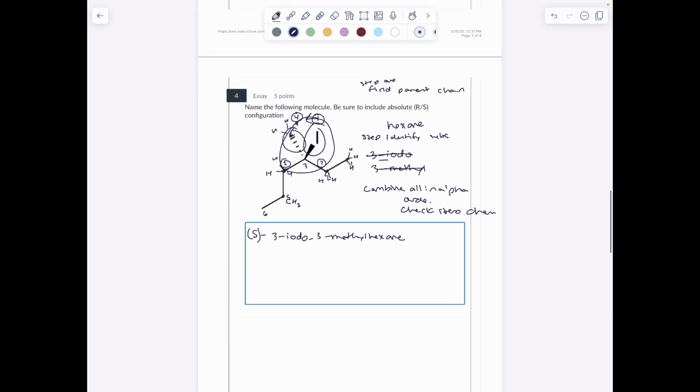So this is 5 points. Basically, I gave a point for the parent chain, for each substituent, and the proper numbering for each substituent. So, did you get the 3 for it? And then 1 point for the R/S configuration.